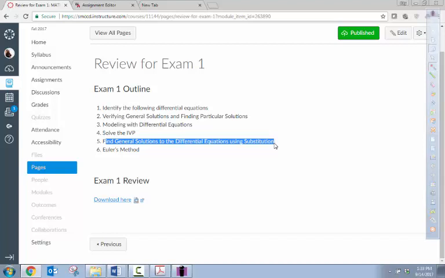So 2 to 3 questions from section 2.5, and then Euler's method is just one question, and for that one question you'll have to create a table and make multiple things.